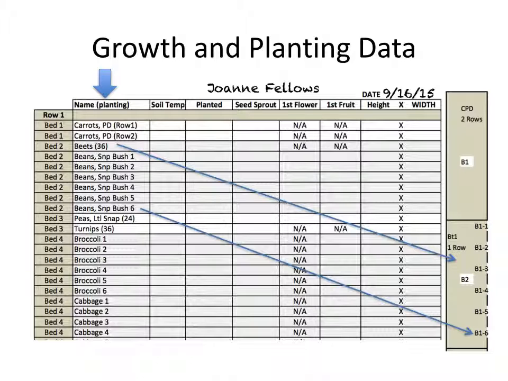What is planted is on the sheet. In the case of carrots in bed 1, the first row is on the north or the closest to the potager garden. The second row is on the south side of the bed.